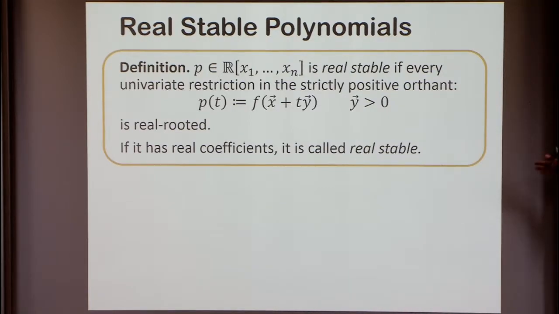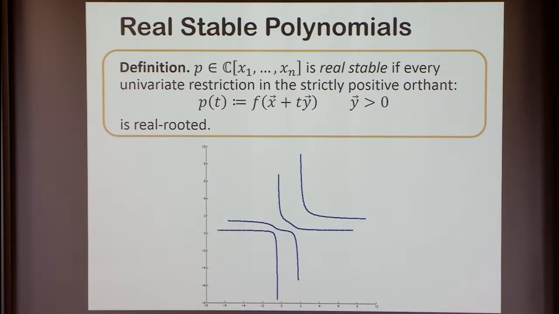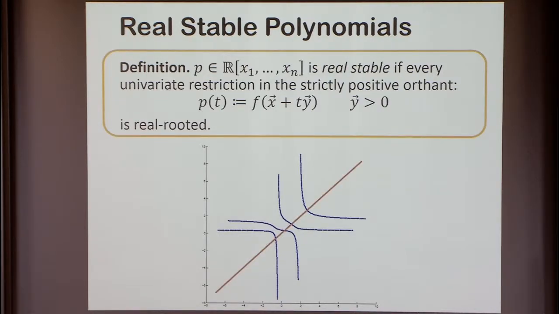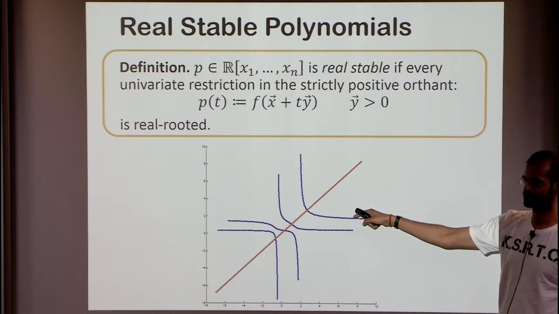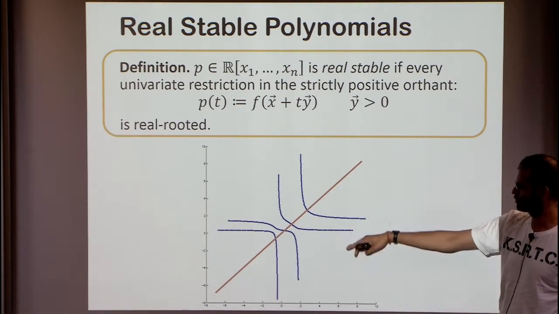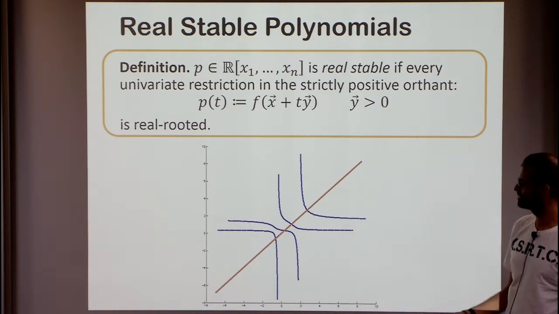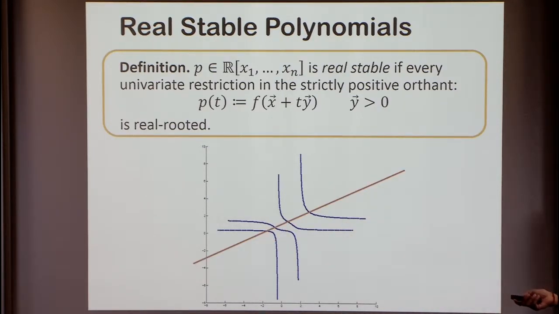I mean, there's a notion for polynomials with complex coefficients, but ignore it. So it's a real polynomial with real coefficients, and it's real stable if all restrictions in these positive directions are real rooted. So the picture is like this. Here's a real stable polynomial, and here's a restriction in the positive orthant. The point is that this should intersect in exactly the right number of places. So let's say it's degree 4. This should have 4 roots for any line that you look at. So any restriction in the positive orthant should have all real roots.